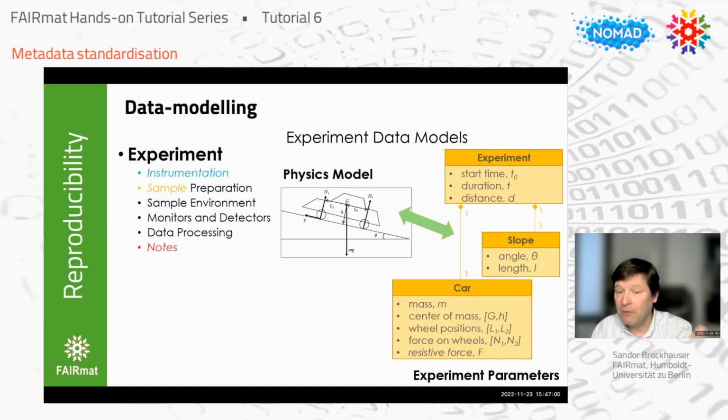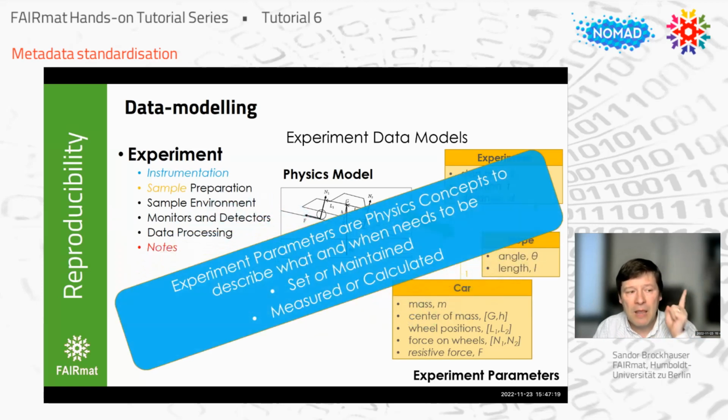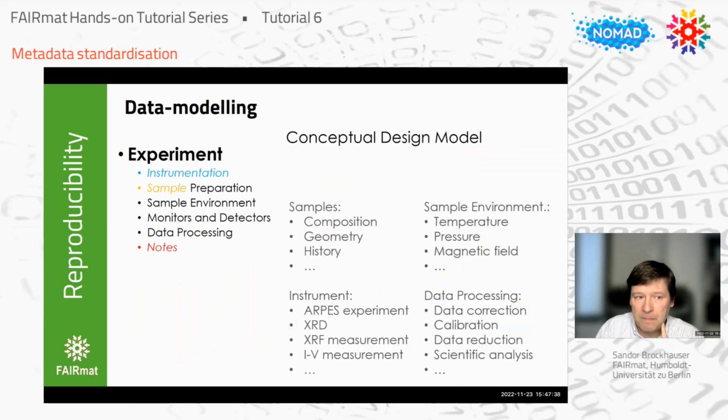And then I can really have measured numbers like the angle of the slope or the length or the mass of the car. These can all be then connected to physics concepts. Indeed, what needs to be done is that we have to organize our experiment parameters. And these experiment parameters are the physics concepts to describe what and when needs to be set or maintained during an experiment, what needs to be measured and calculated. If you arrive at that level, that's what we call a conceptual design model.